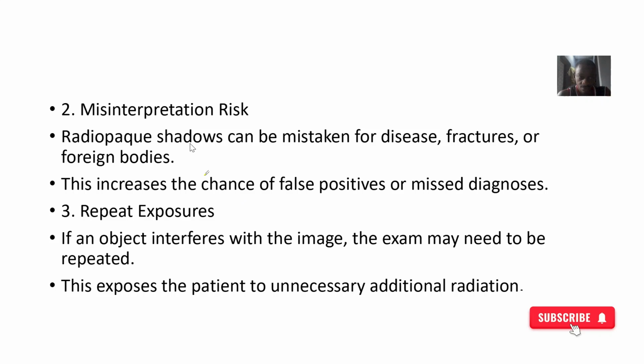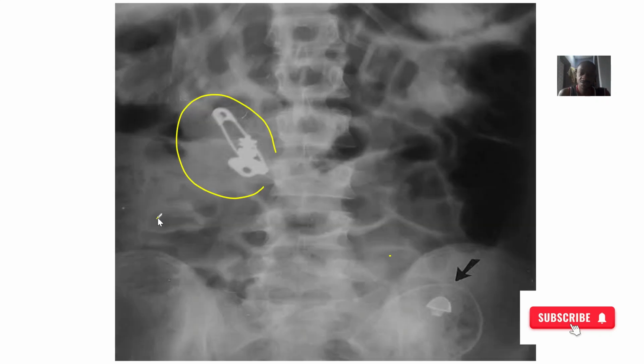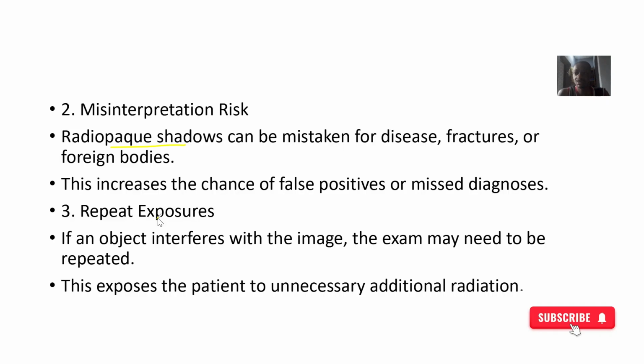Next, misinterpretation risk. Radio opaque objects can be mistaken for pathology, and the rest of it. Then the repeated exposure. Because you have radio opaque stuff on the imaging, it degrades how good the image would be, so they have to do the imaging again. So a patient is exposed to radiation energy all over again, simply because there was a mistake.